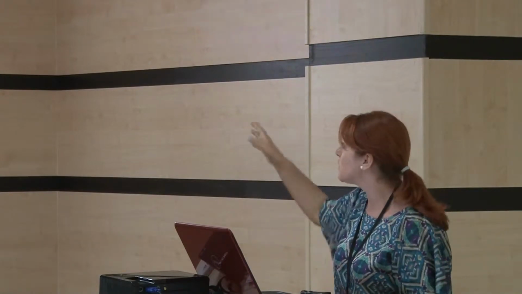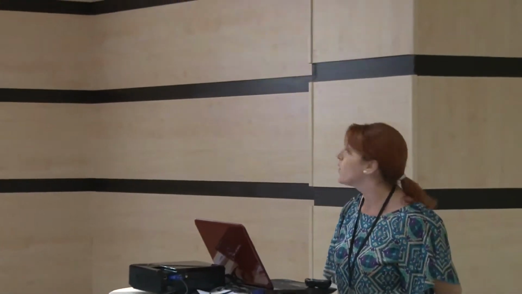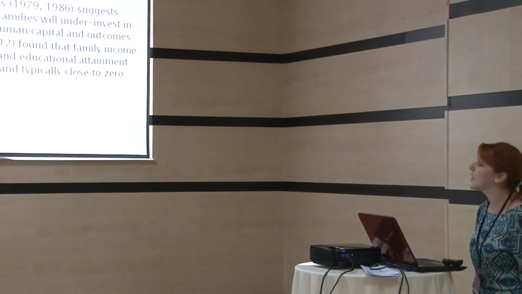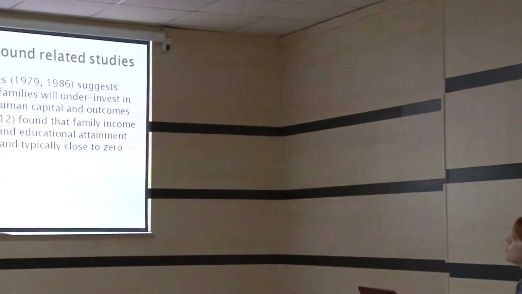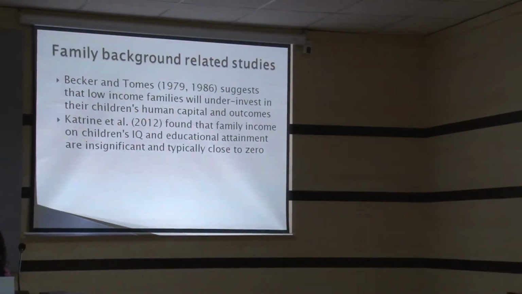Family background, namely father's job and family monthly income, has been included in this study as independent variables, which we will study for the relationship and the effect they might have or not on the usage of the internet for learning purposes. Some family background related studies, Becker and Thoms, respectively in 1979 and 1986, suggest that low-income families will underinvest in their children's human capital and outcome.